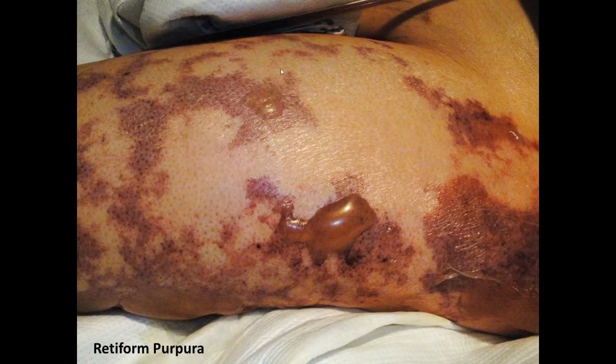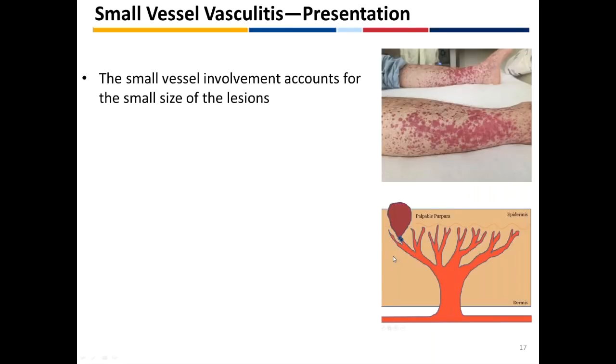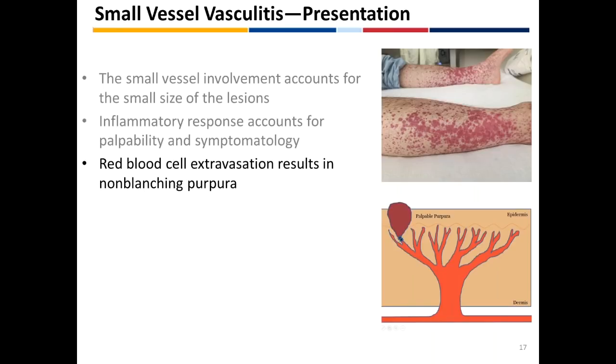So just to drive the point home, in small vessel vasculitis, the small vessel involvement accounts for the small size of the lesions. The inflammatory response accounts for the raised, palpable nature of the lesion, as well as the symptomatology, the burn or the itch. The red blood cell extravasation, leaching out from the vessels that have been disrupted, results in this non-blanching purpura, that purple appearance that's fixed in the skin and doesn't go away. And the effect of gravity on these immune complexes as they deposit and settle out accounts for why we see this mostly on the lower legs.